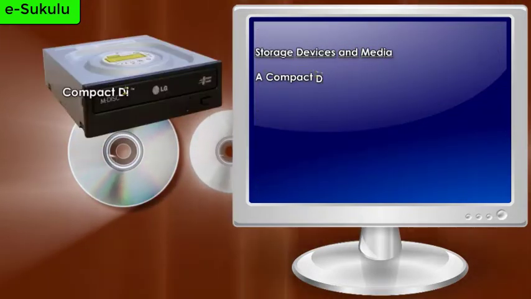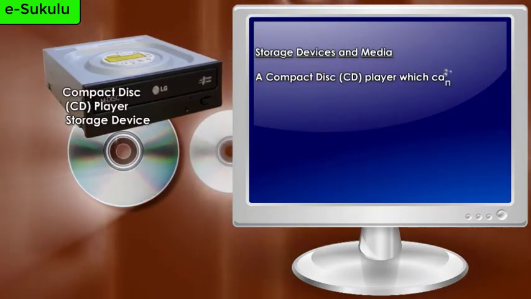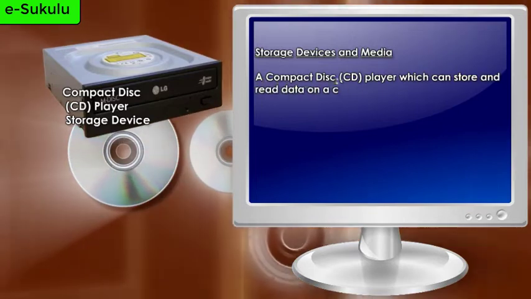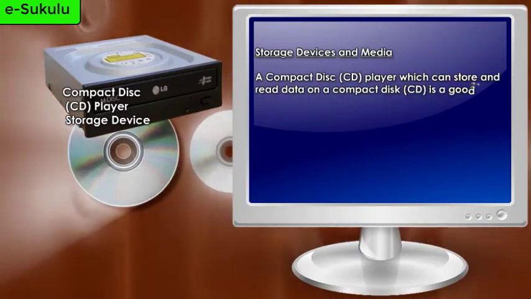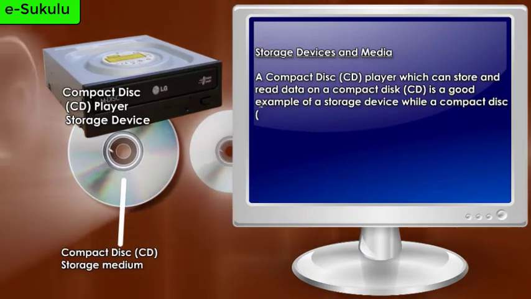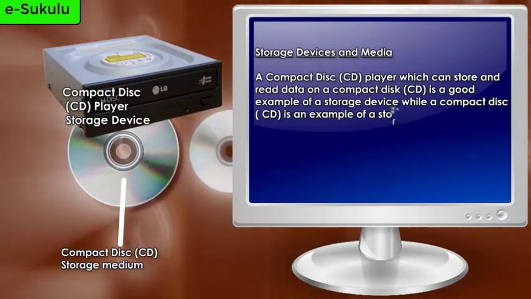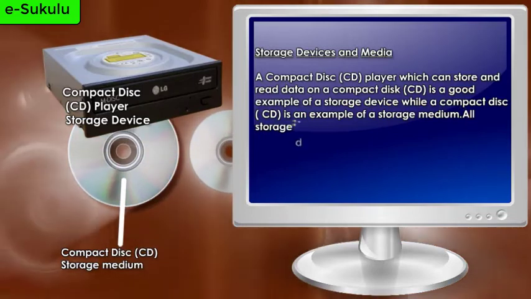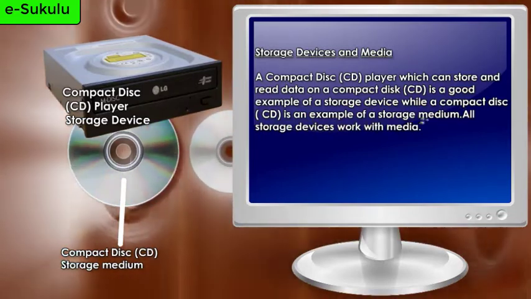A compact disc or CD player, which can store and read data on a compact disc or CD, is a good example of a storage device, while a compact disc or CD is an example of a storage medium. All storage devices work with media.